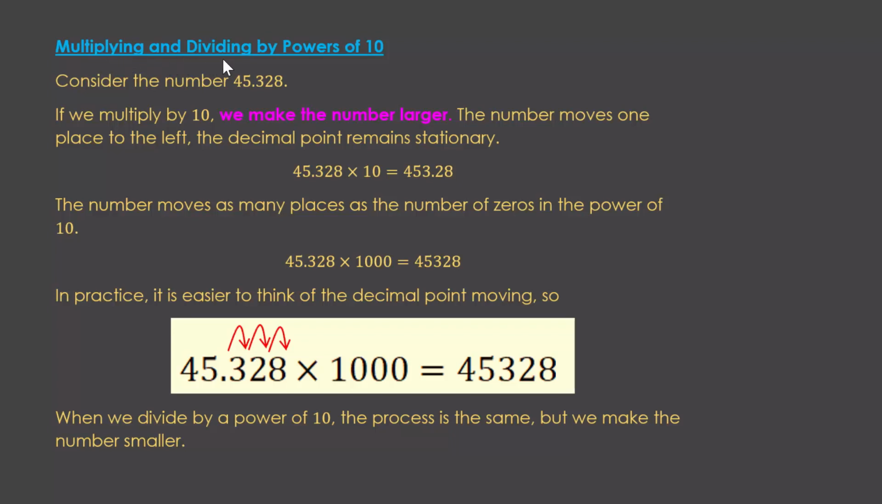Here we're going to look at multiplying and dividing decimals by powers of 10. So we're going to start by considering 45.328. If we multiply by 10, we make the number larger. The number moves one place to the left. The decimal point remains stationary. So like this. So let's just consider that.